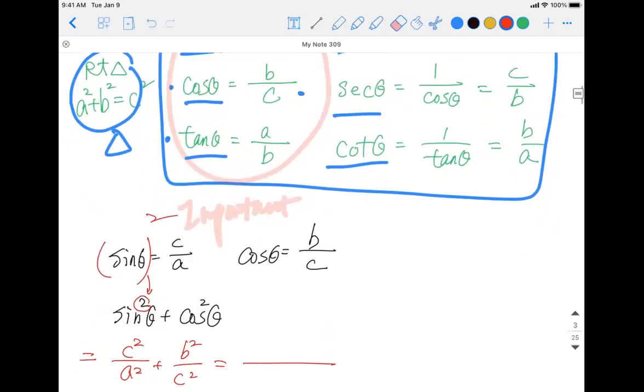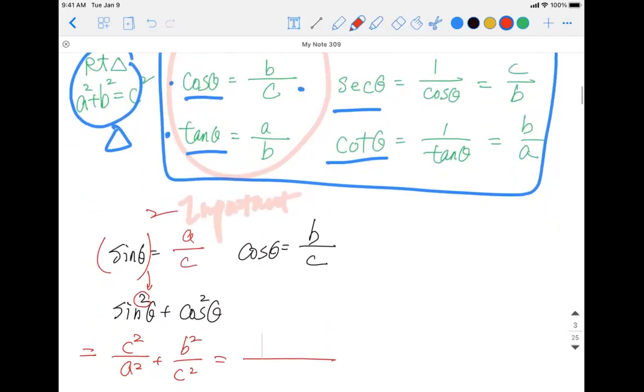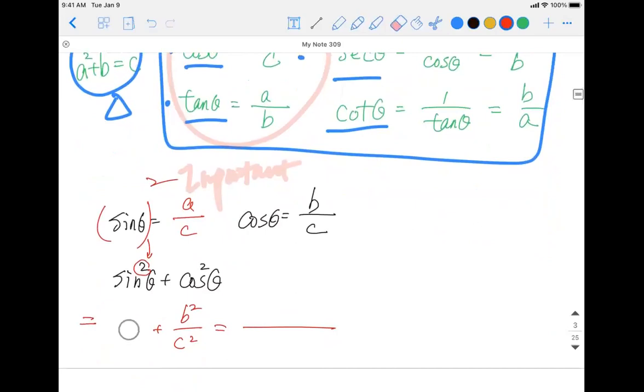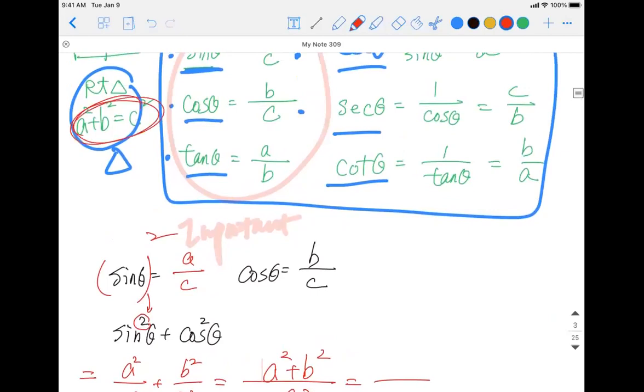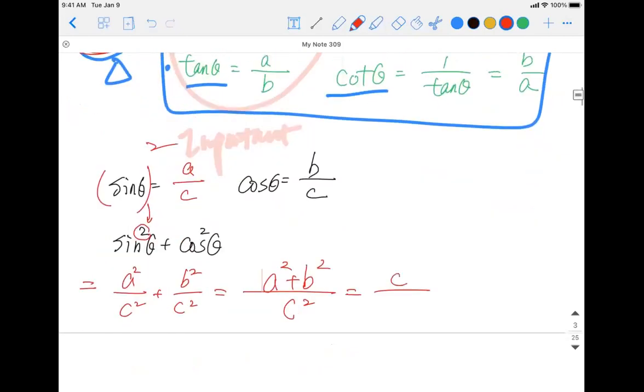Sine theta is A over C, right? A squared over C squared. So that one is going to be C squared in the denominator, and A squared plus B squared equals what? A squared plus B squared just equals C squared. So C squared over C squared equals one. Voila, now you have sine squared theta plus cosine squared theta equals one.